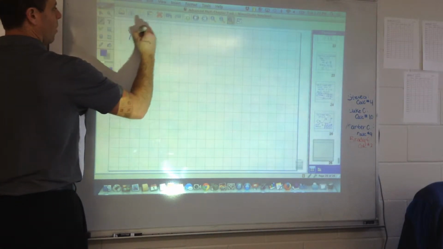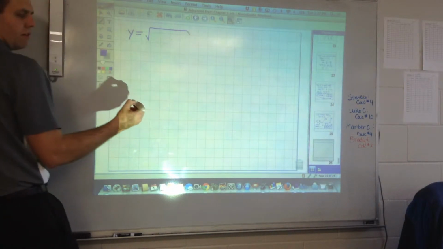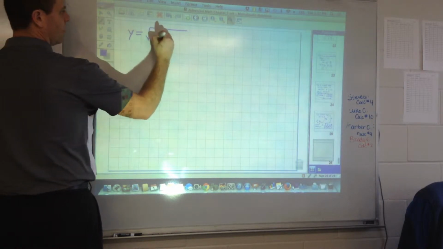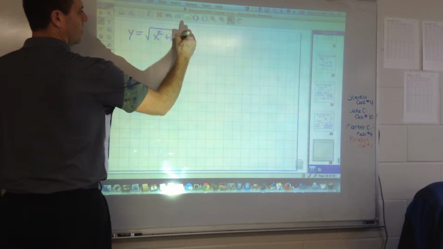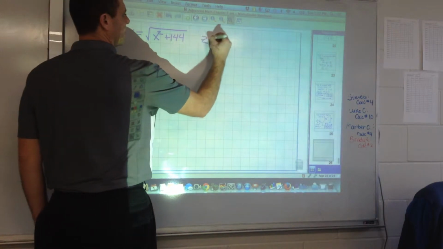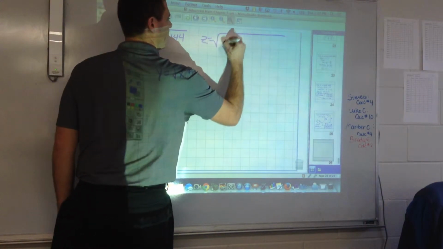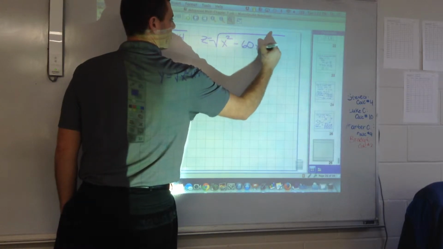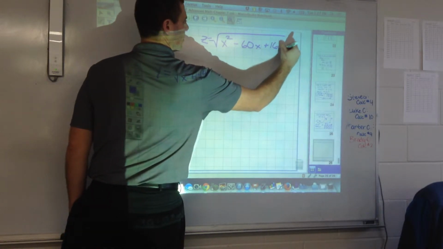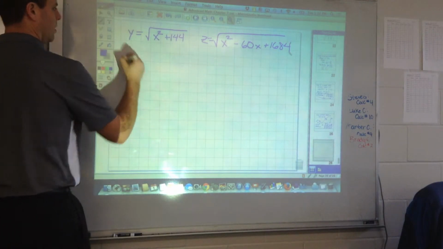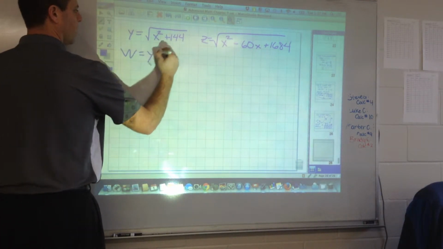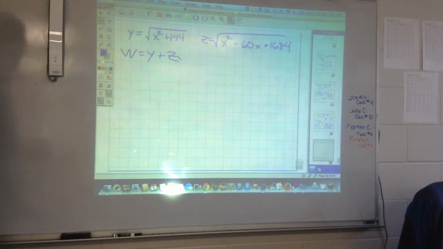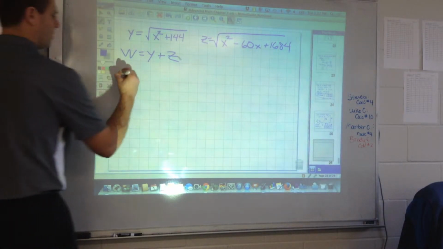So we have y equals the square root of x squared plus 144, and z equals the square root of x squared minus 60x plus 1684. And we know w equals y plus z, right? Plug it in. So then we can substitute.